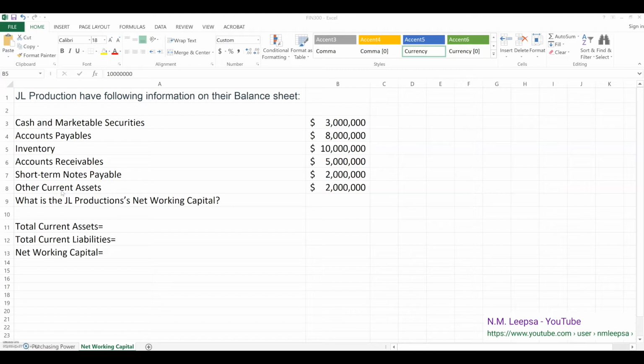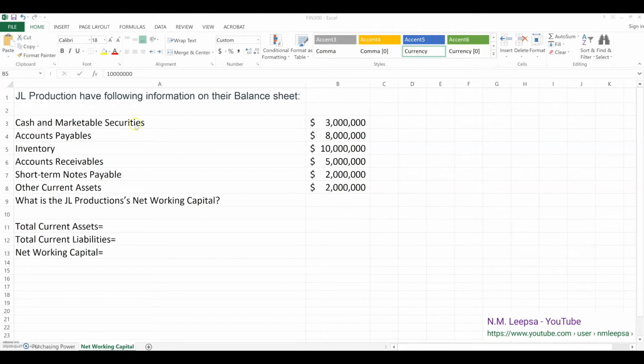So for this question, our objective is to find out the Gillan Production's net working capital. For that, what we have to do is, first, we have to find out how much is the total amount of current assets and how much is the total amount of current liabilities. Then we can find out the difference between the total current assets and current liabilities.